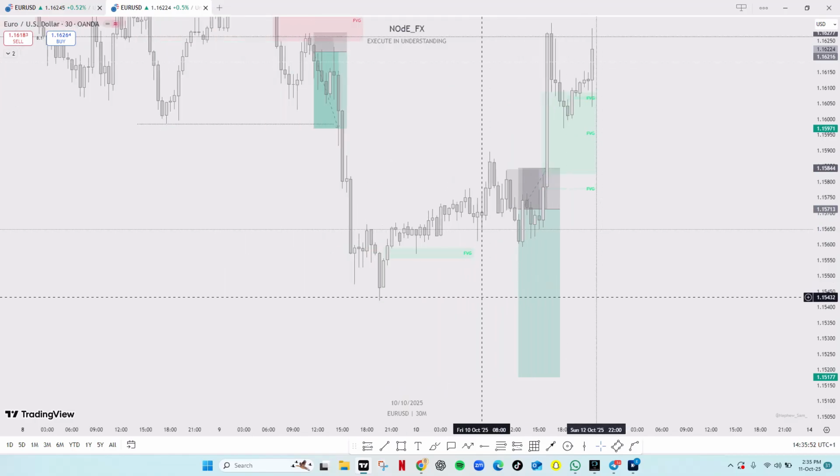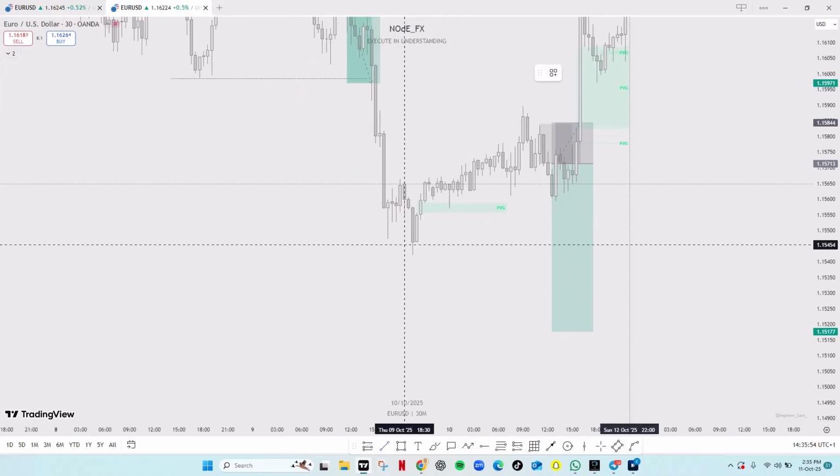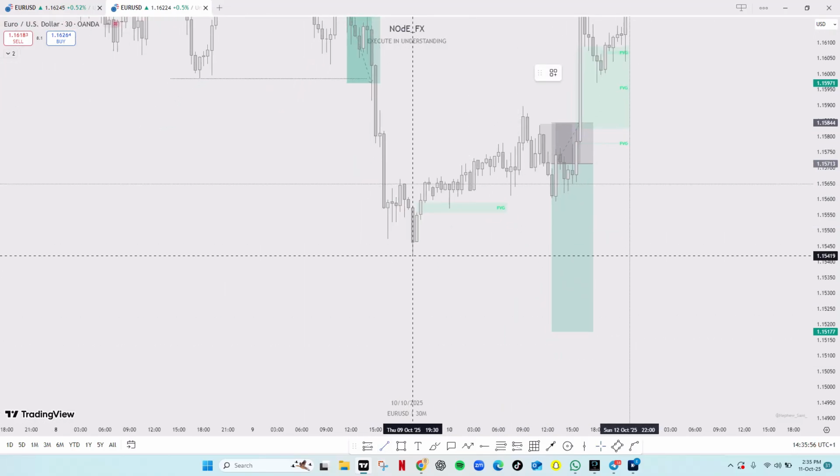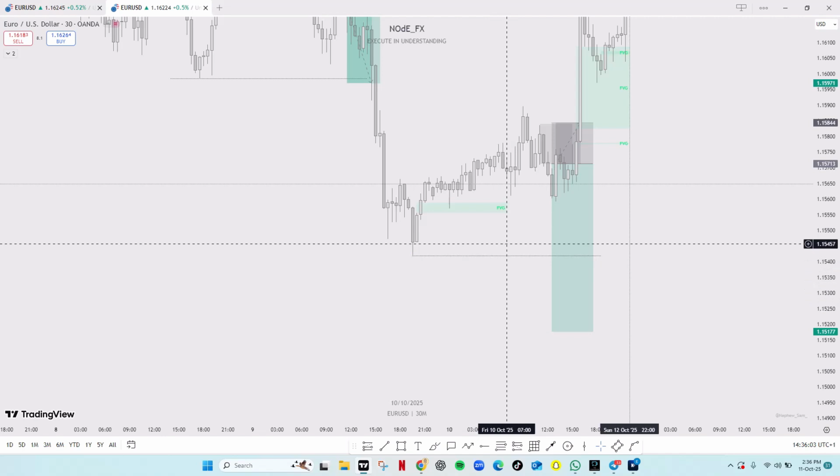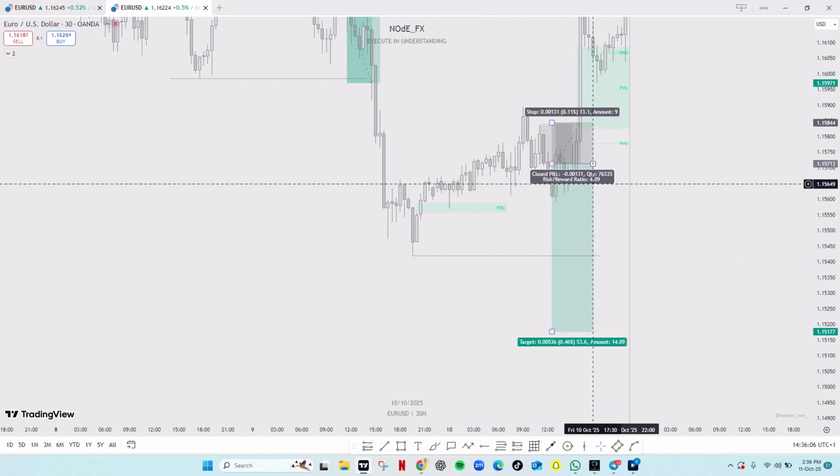But the main trade management for this sort of trades is you basically wait once price reaches this line, which is the major price intent. You take your partials and then you let it be, right?